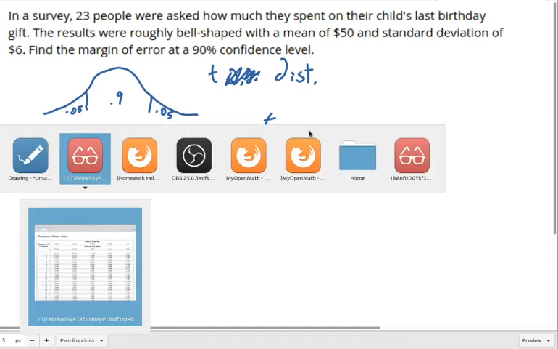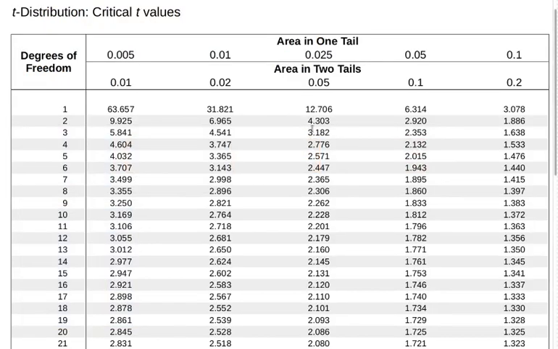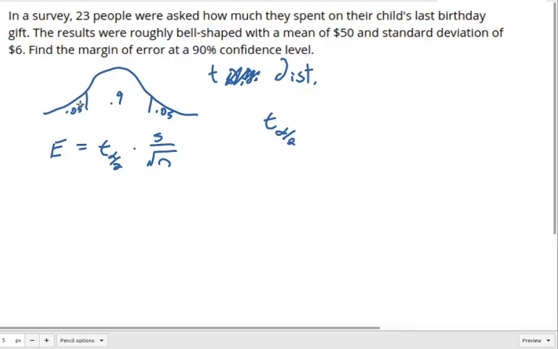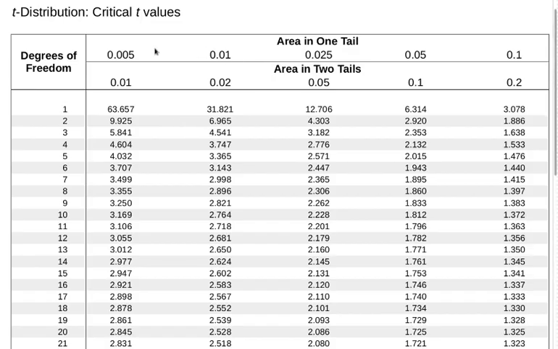So first of all, to get the value off of the table, note that there is 0.1 left over after our confidence level for the two tails, or 0.05 in one of the tails. So I can either look up 0.05 in one tail or 0.1 for both of the tails. Either way, that tells me I'm in the fourth column over here.